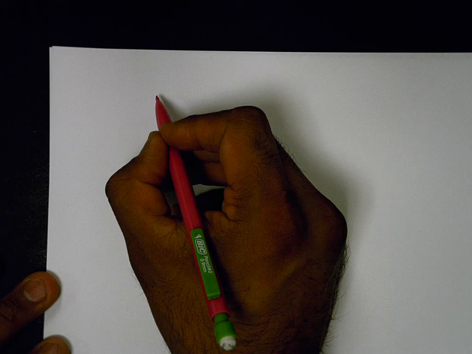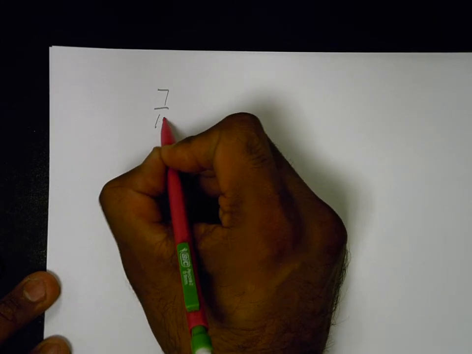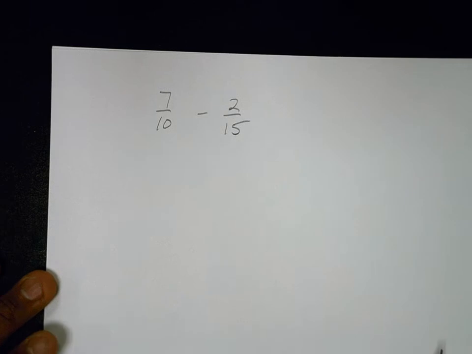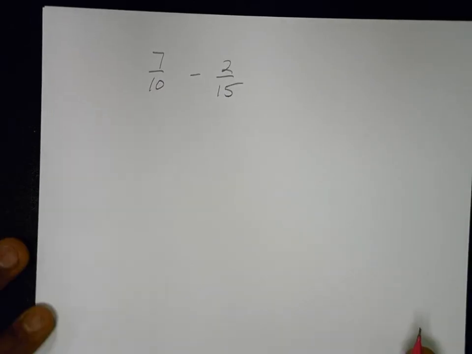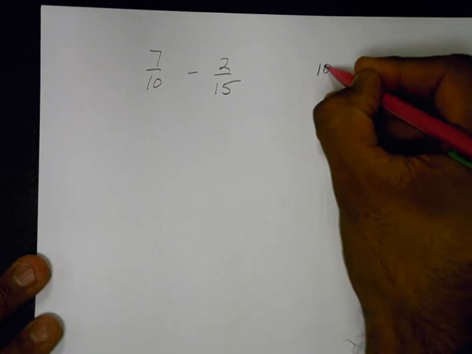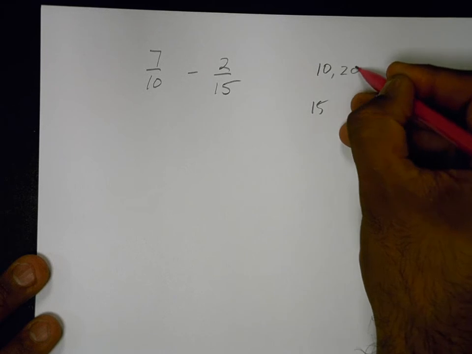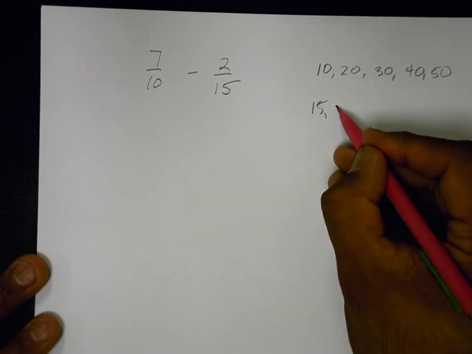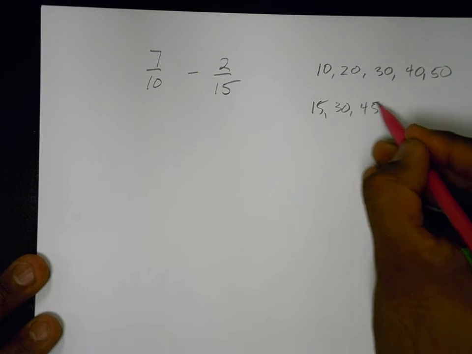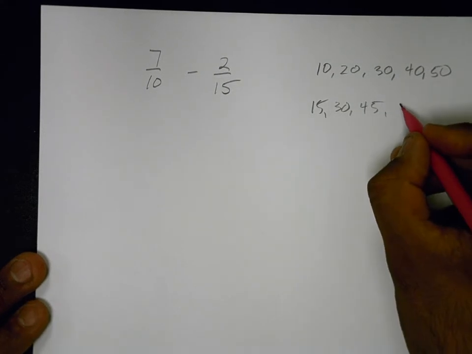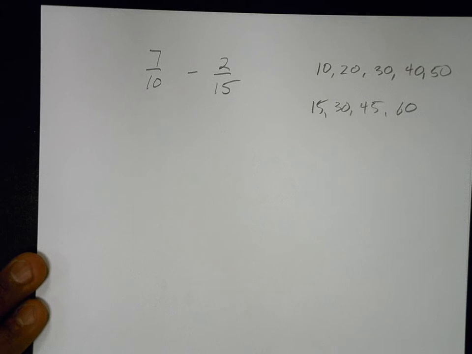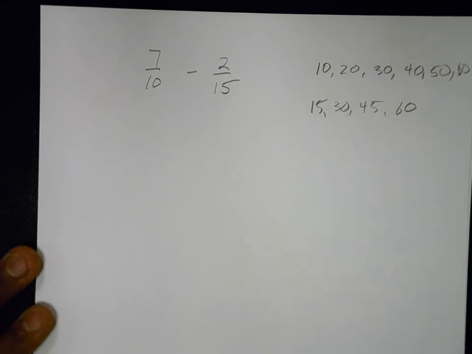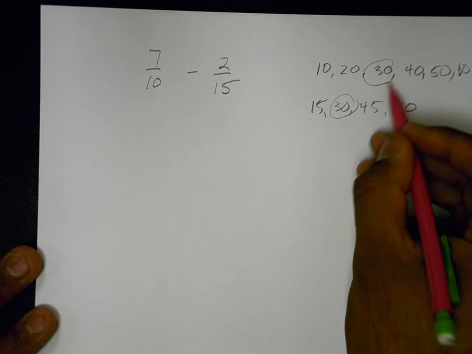So let's look at 7 over 10 minus 2 over 15. Same thing, I have to find out what number I want to turn them into. Some people can do this in their head, no problem. But I'm going to say, okay, I've got 10 and I've got 15. So it's 10, 20, 30, 40, just listing the first few that I could think of. 15, 30, 45, 60. And if you look, this one will also turn into 60. But the smallest one they have in common is 30.